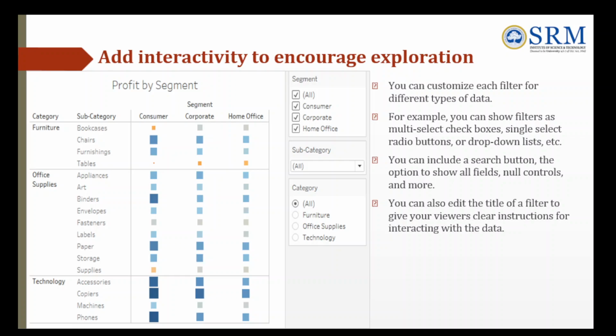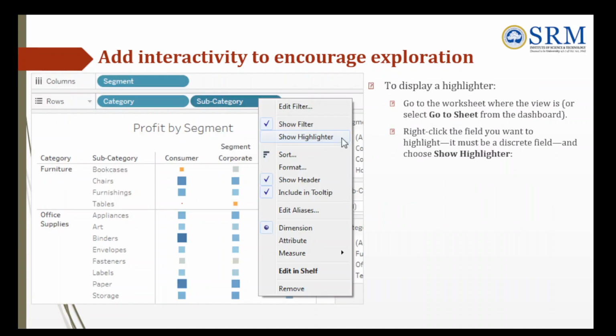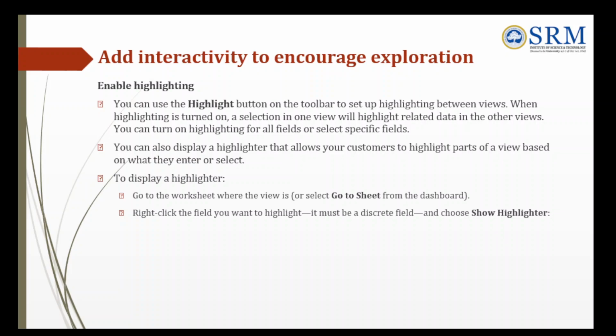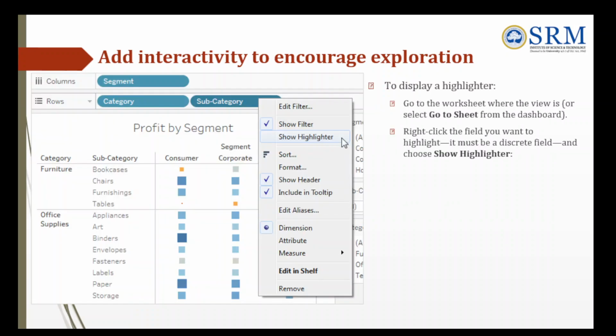So this is a layout categorized based on profit by segment, and you can also add filters for better clarity. And this is the highlighting that has been done, and how to work with the highlighter has been shown here. Check show highlighter, and you can show it.